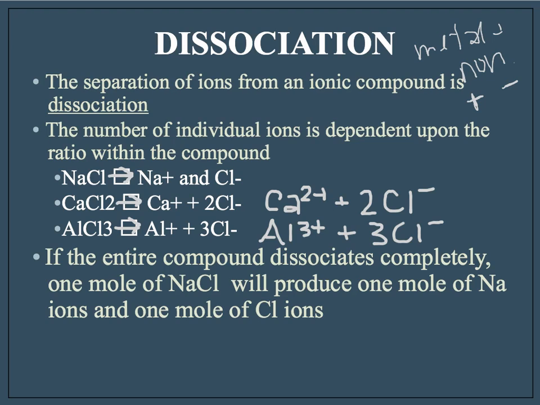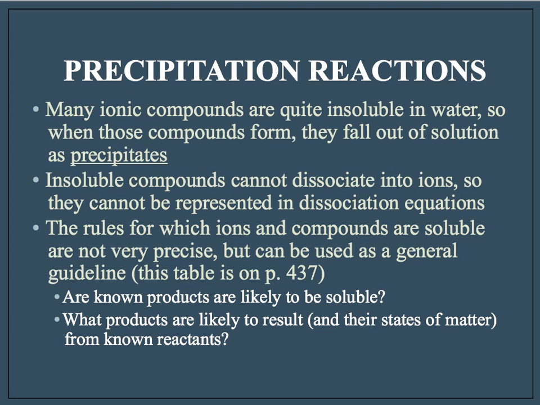If the entire compound dissociates, which is what generally happens with ionic compounds, then for every 1 mole of reactant compound, it will produce 1 mole of ions. So if we're looking at NaCl here, for 1 mole of our NaCl compound, we will produce a single mole of sodium ions and a single mole of chloride ions. In our second example, we would have a single mole of calcium and 2 moles of chloride. In the third example, 1 mole of aluminum, 3 moles of chloride.